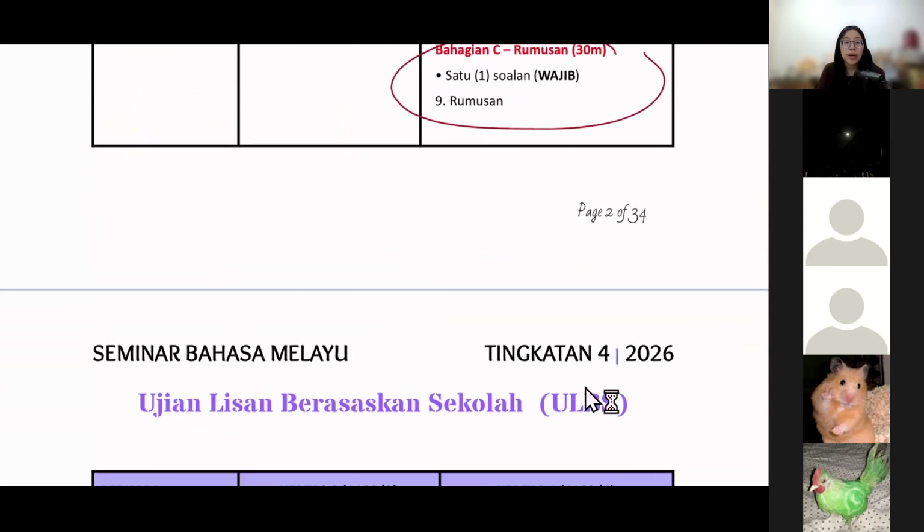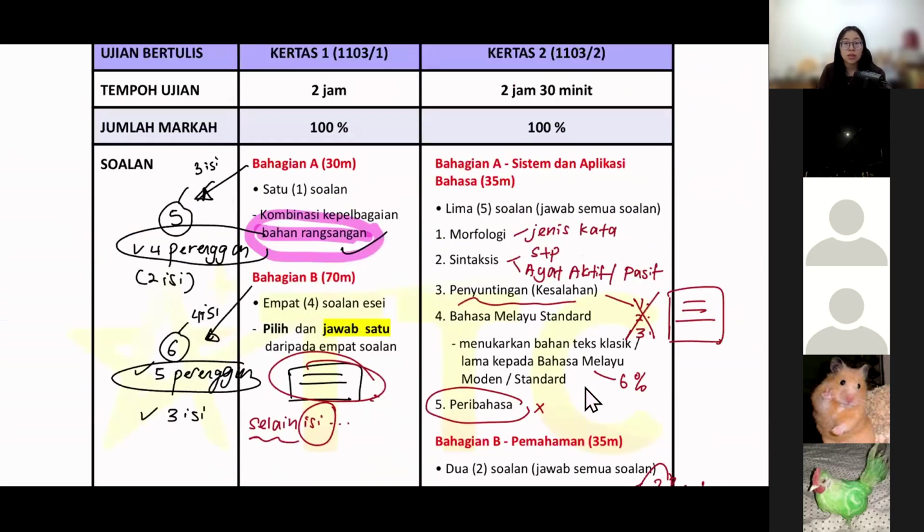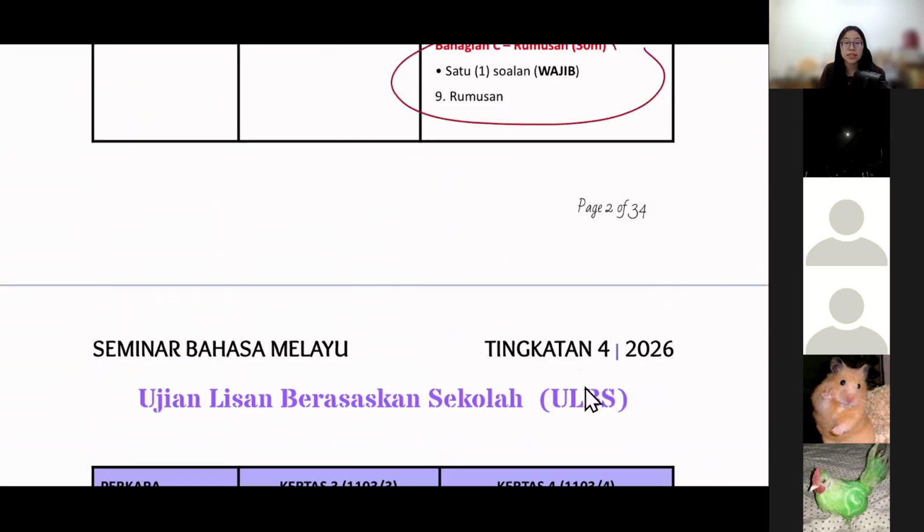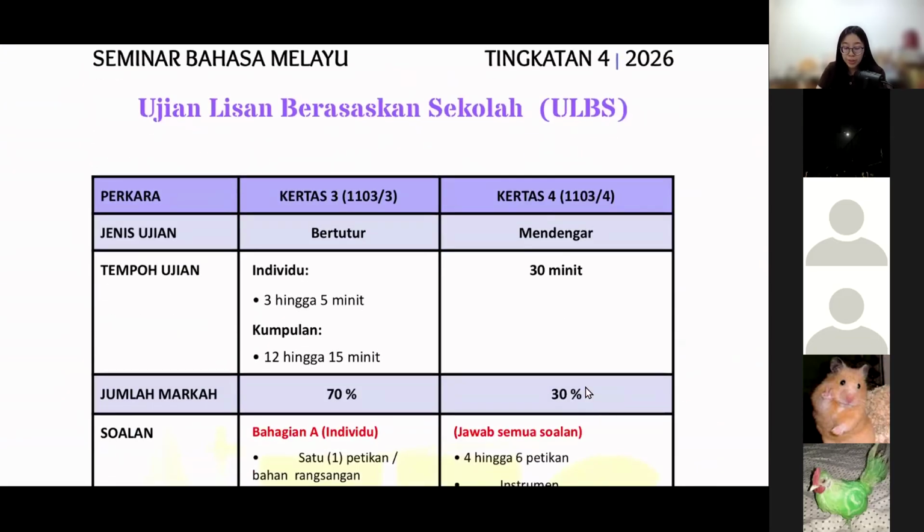Okay, now we go for the next, kertas 3. So kertas 3 is bertutur. We have 2 sets. One is individu, one is kumpulan. Individu is more likely the teacher asks you questions and then you answer. And then kumpulan is more likely 4 persons sitting there and then the teacher will be here.